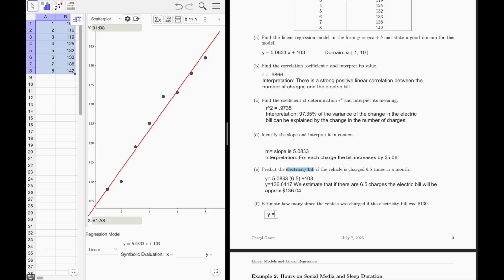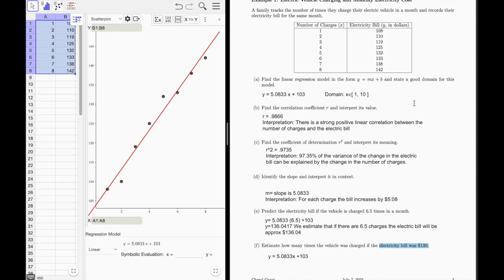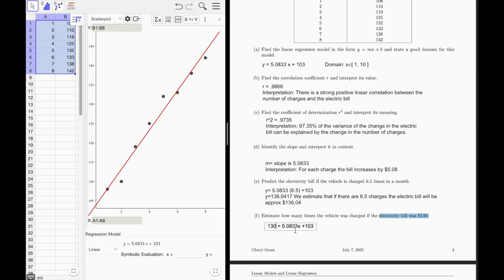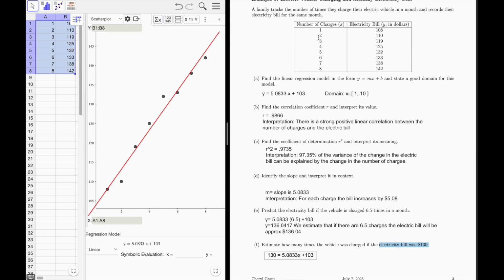We have y is equal to 5.0833x plus 103. So here's our equation of the line. Now, the question gives us the amount of the electricity bill, which is our y value, and it's asking us to predict how many charges that would be. So because it's giving us the electricity bill, which is the y value, I'm going to put in 130 for the y value. And then I have to solve for x because that's what we're looking for, the number of charges.